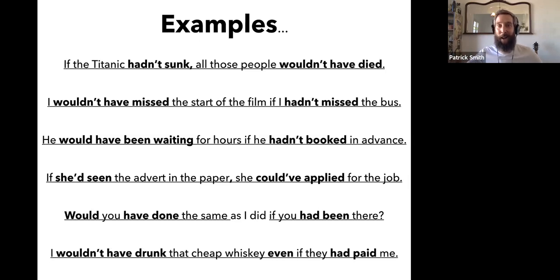Aunque me hubieran pagado. In this case, I want to make it more emphatic. Yeah. Now again, I could say it without: I wouldn't have drunk that cheap whiskey if they had paid me. But the meaning's a lot clearer, and it's a lot more emphatic if we add the word even to the phrase. Even if they had paid me. Yeah. I wouldn't have drunk that cheap whiskey, or I wouldn't've drunk. Yeah, didn't even pronounce the have. Wouldn't have. I wouldn't have drunk that cheap whiskey even if they had paid me.